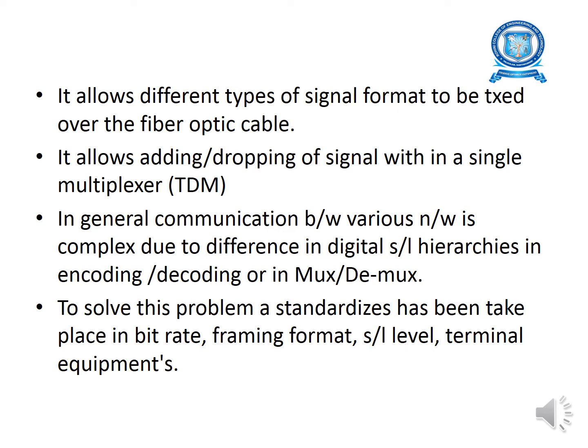It allows different types of signal formats to be transmitted over fiber optic cables, and it allows adding and dropping of signals within a single multiplexer by using TDM technology. SONET/SDH encodes bit streams into optical signals that propagate over an optical fiber. SONET is a high-speed network, and its frame structure permits support of a very flexible set of services in all types of networks. In general, to solve this problem, standardization has taken place in bit rate, framing format, signaling level, and terminal equipment used in the optical communication network.